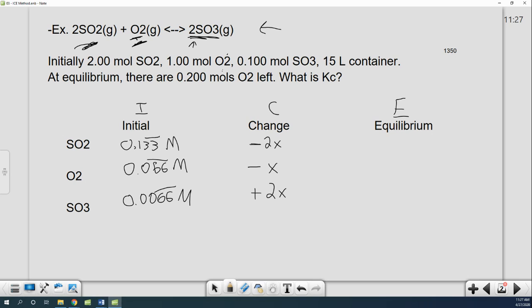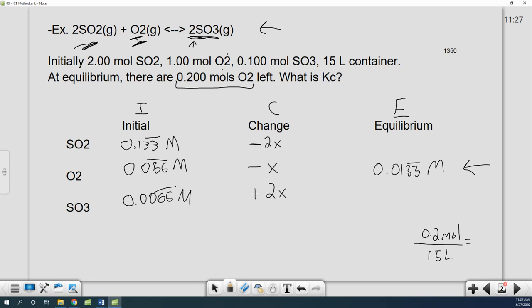Well, I don't have to. We'll look at that later, but it's much easier if you do. And luckily for me, I know there's 0.2 moles left. Well, I don't work with moles. I work with concentration. So 0.2 divided by 15. And that's for O2. So at equilibrium, O2 is 0.0133 moles per liter.